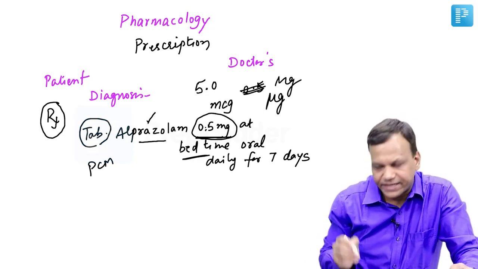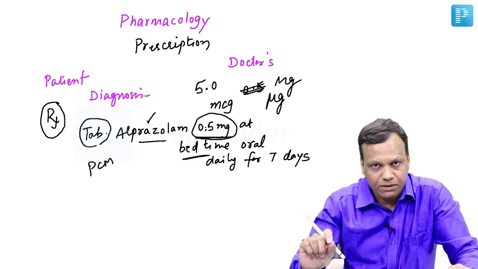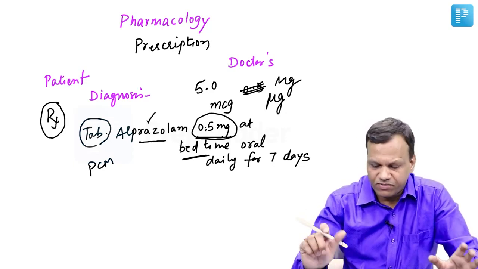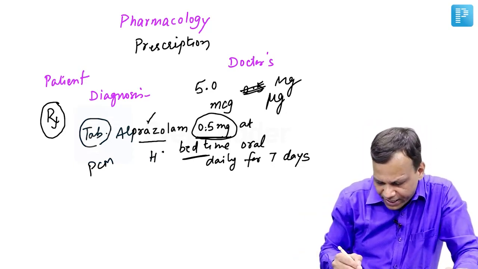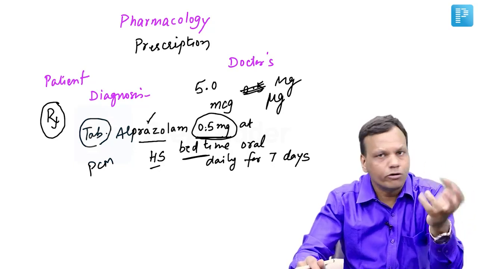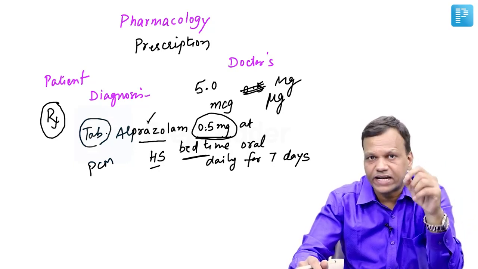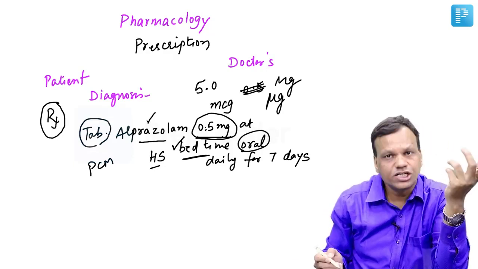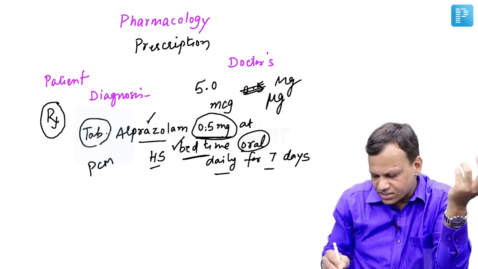Then at bedtime. So we have to give it at the bedtime, and important again, do not abbreviate, do not write the abbreviations. Like commonly for bedtime we write HS. For daily we write OD, for twice a day we write BD. Although the meaning is same, but do not write abbreviations, write complete at bedtime. Then route of administration, orally and daily for 7 days.